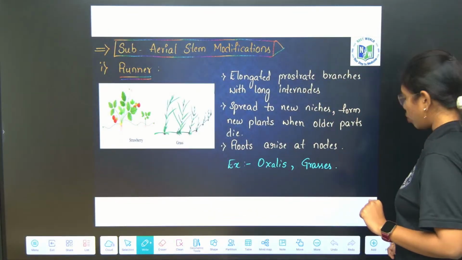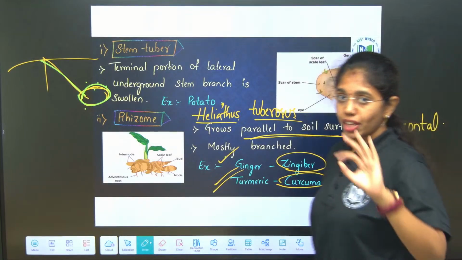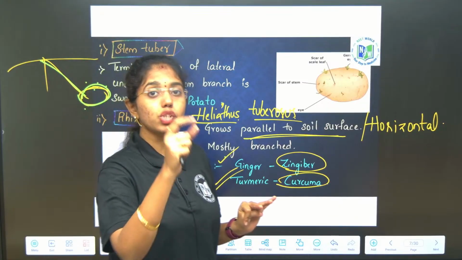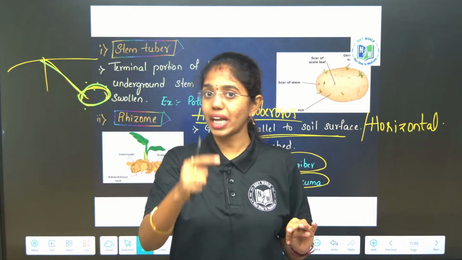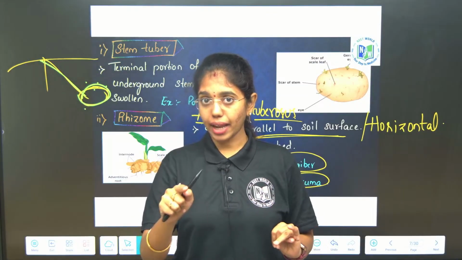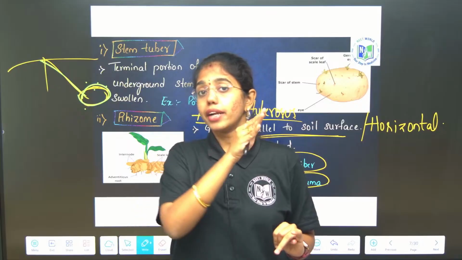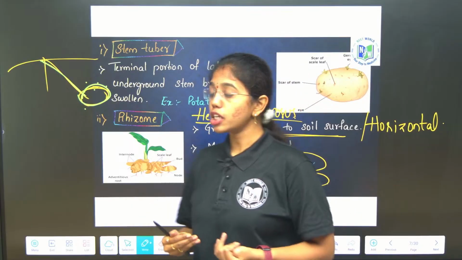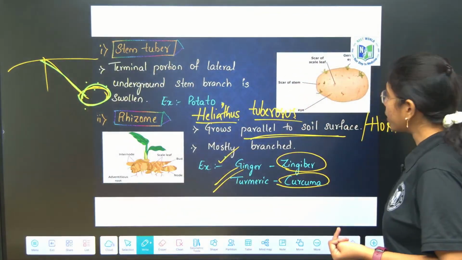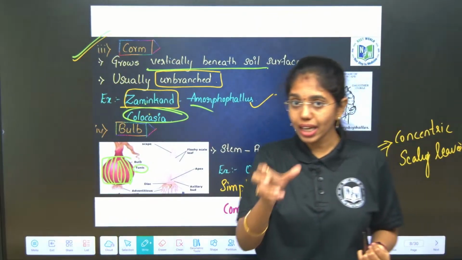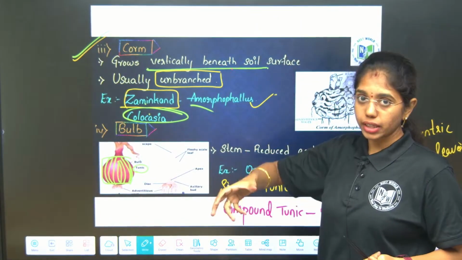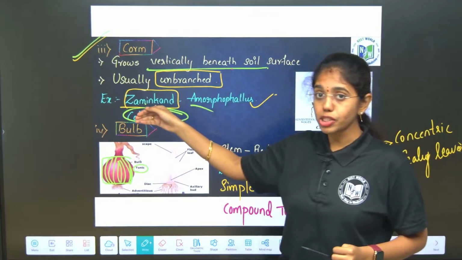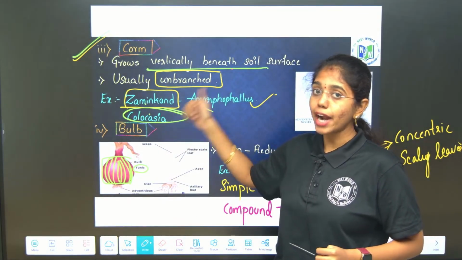Next, subaerial stem modification. First, a clear gist of the four types of underground stem modifications we have learned. First is stem tuber, where the lateral branch gets swollen at the end. Best examples are potato and Helianthus tuberosus. Second is rhizome, which is branched and grows parallel or horizontal to the soil surface. Examples include ginger and turmeric. Third is corm, which grows vertically beneath the ground and is usually unbranched. Best examples for corm include Zaminkand, Amorphophallus and Colocasia.